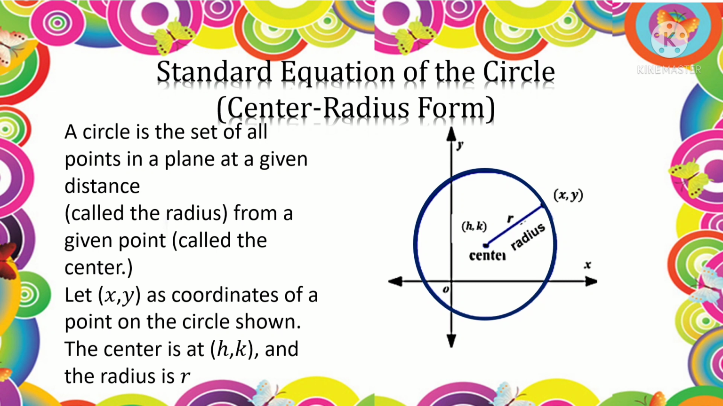A circle is a set of all points in a plane at a given distance called the radius from a given point called the center. Let the point x, y be the coordinates of a point on the circle shown. The center is at the point (h, k) and the radius is r.